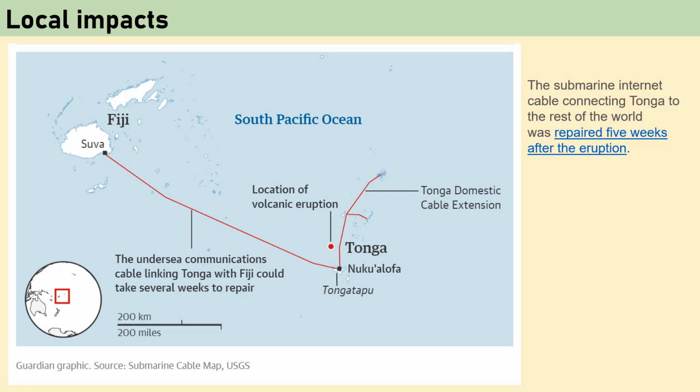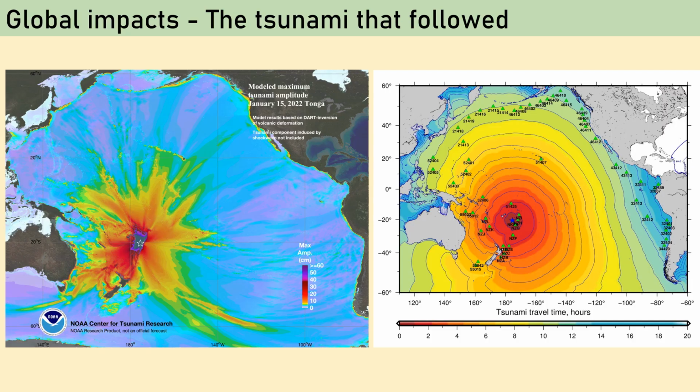Now, unfortunately, due to the tsunami waves, 4 people in Tonga were killed, so it wasn't a huge scale impact in terms of deaths. There were several injuries and several people who were also missing in Tonga. But the impacts extended beyond Tonga in terms of the knock-on effects due to the tsunami.